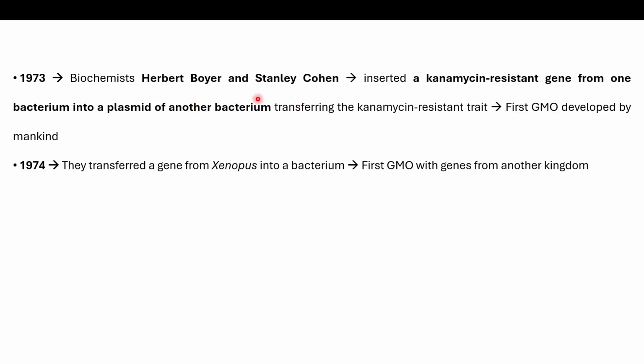And again, Boyer and Cohen transferred a gene from Xenopus, which is actually a frog or toad species, into a bacterium. This was again the first genetically modified organism with genes inserted from one kingdom into another, right? Because bacteria are completely prokaryotic and toads are completely eukaryotic, a much higher level of eukaryote as compared to prokaryotes.